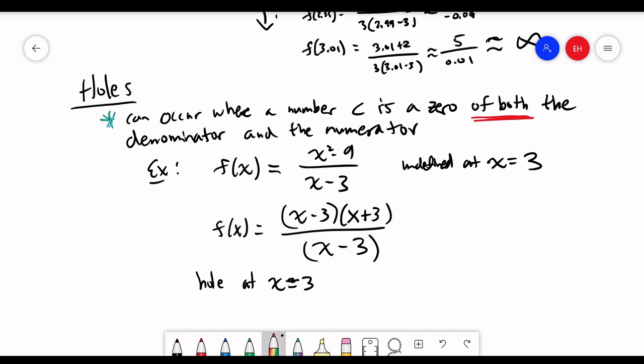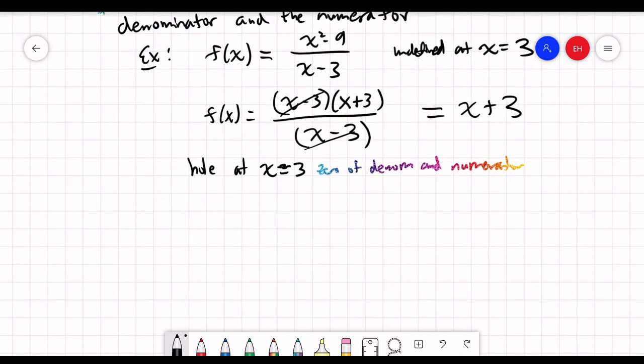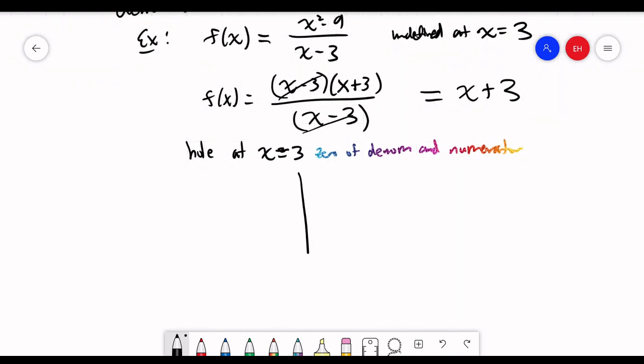And when you have a hole, the easiest way to graph it is to cancel the factors that are the zeros on top and bottom. So in this case, I'm going to cancel the x minus 3 on top and bottom, and you're left with just x plus 3. And that is what the graph looks like everywhere except for the hole. And x plus 3 is pretty easy to graph. It's just a line, right? So I just need 2 points.